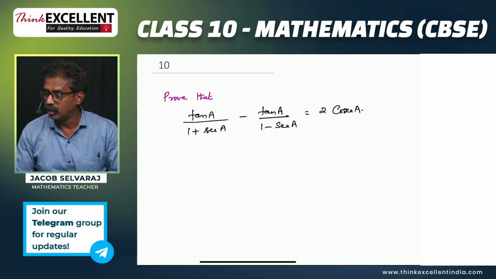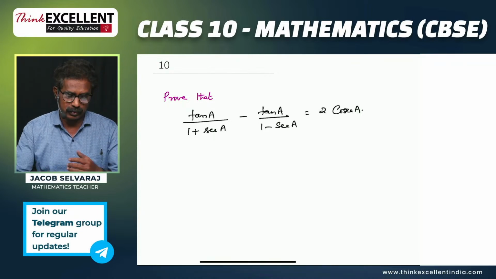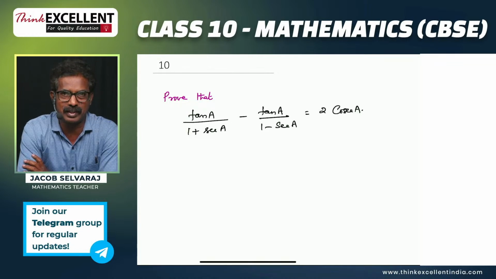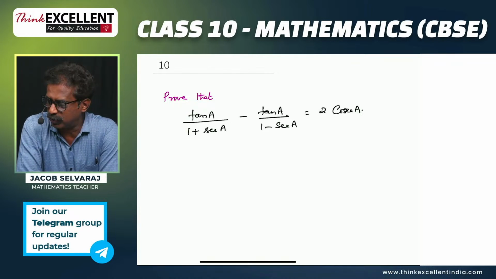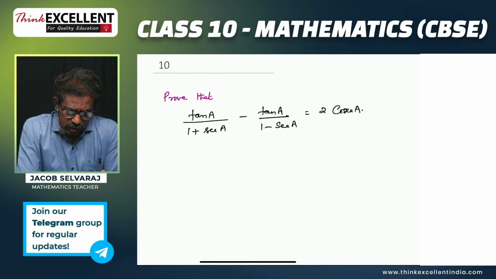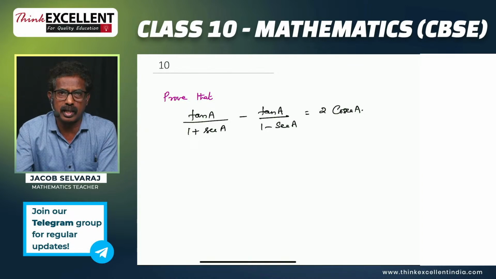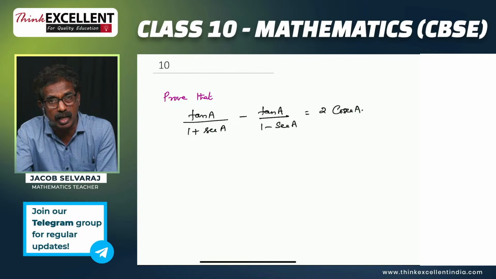Sum number 10. Now, next 10 questions are prove that questions, right? In between, I'll ask some simple questions also. Prove that tan A by 1 plus secant A minus tan A. Please listen here, students. For prove that questions, for some questions you start with LHS and you get RHS. But there are some questions where we start with RHS and get LHS.